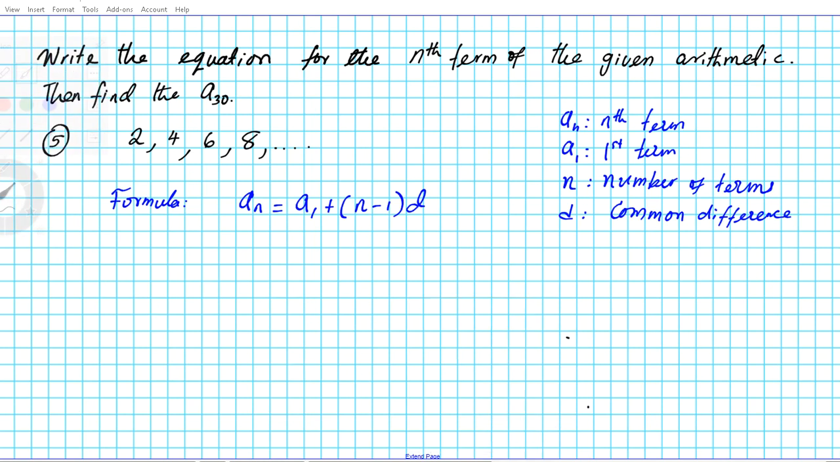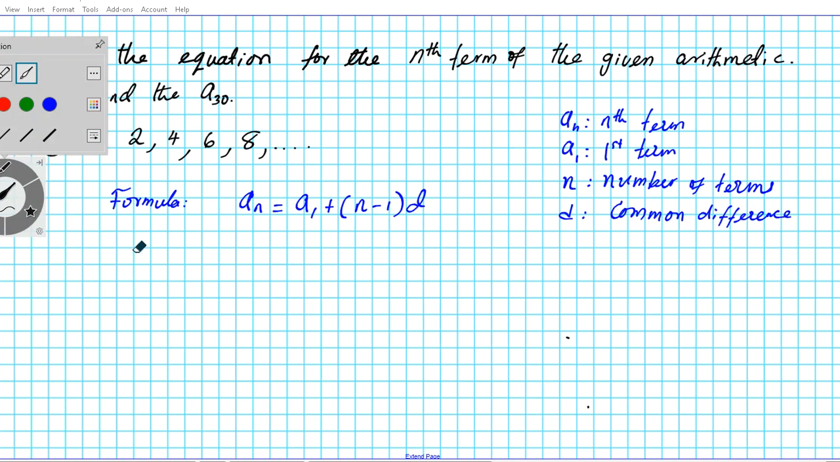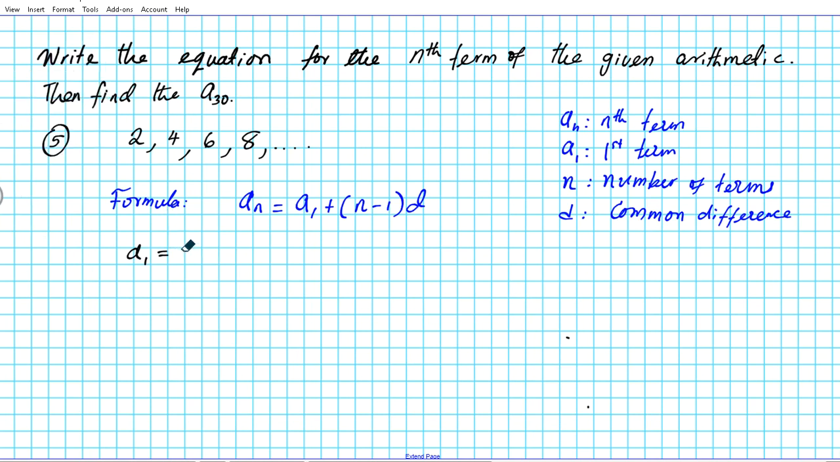Let us start by taking a look at what A1 is. A1 is the first term. So in this sequence that we have right here, the first term is 2. Remember, this is A1, A2, A3, A4. And then the number of terms, when we are writing down the formula, is just given by n.